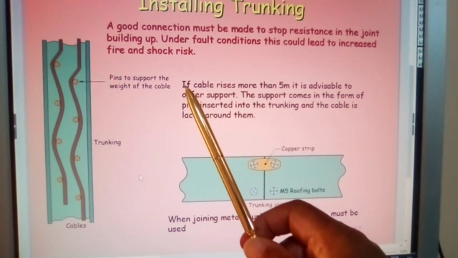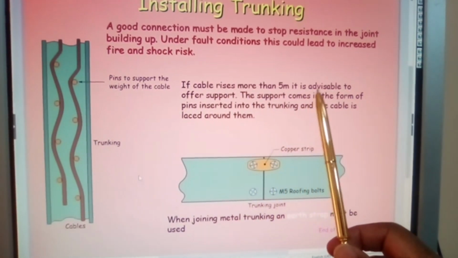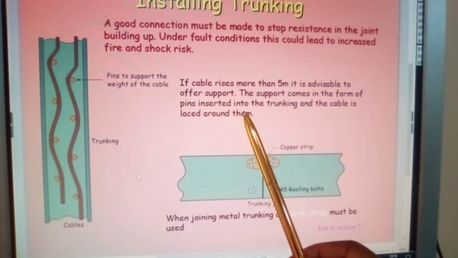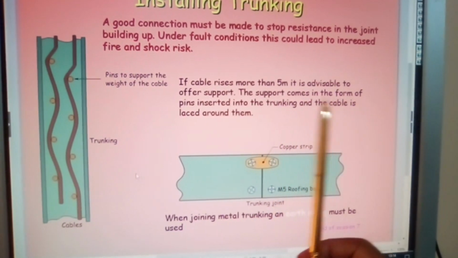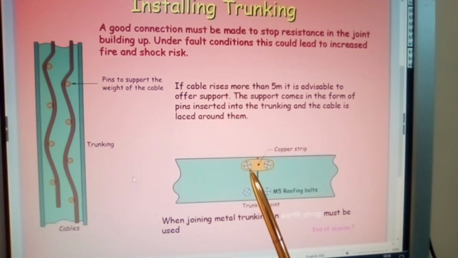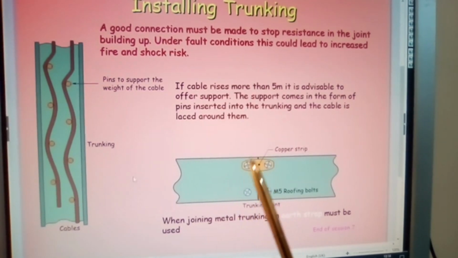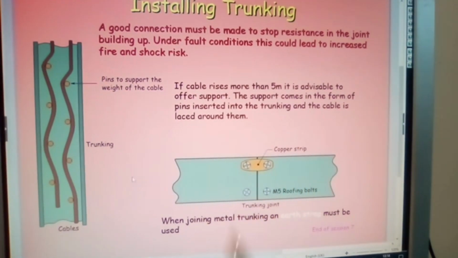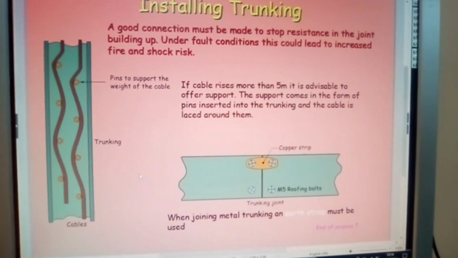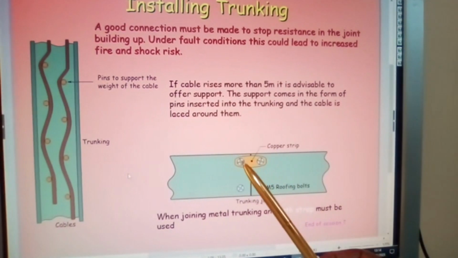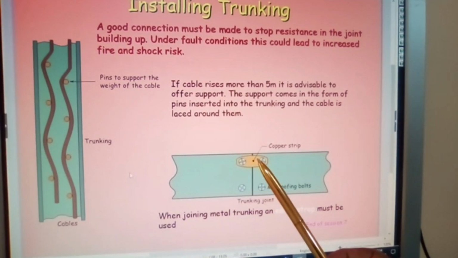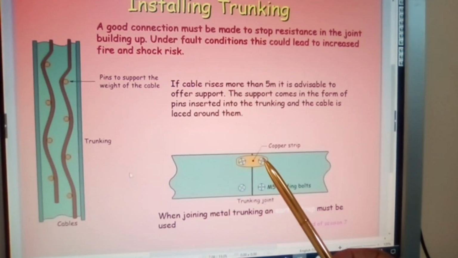Here we are. If cable rises more than 5 meters, it is advisable to offer support. The support comes in the form of pins inserted into the trunking and the cable is located around them. Now here is your copper strip earth pins to make sure that earth continuity continues. But you also run in your own earth for each machine that you're going to be dealing with to make sure that they are effectively earthed. Sometimes these points here become loose, and that then becomes an ineffective earthing system.